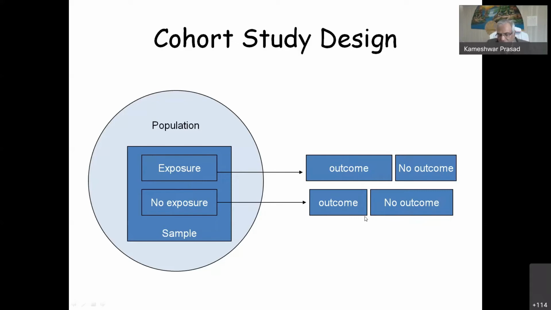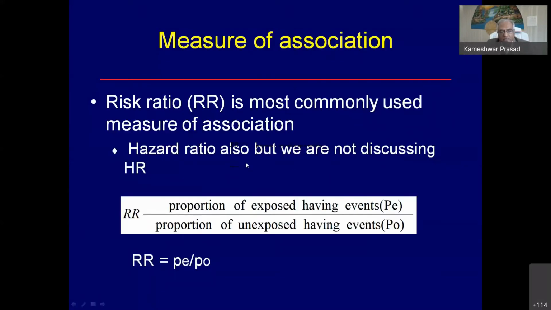Usually what people use in a cohort study is the risk ratio, also called relative risk. Relative risk is the proportion of exposed having the event, in this case death, divided by the proportion of unexposed having the event. This is like a control group, which I am going to use. Not exposed means zero exposure, so P naught or P0, and relative risk is nothing but PE divided by P0.